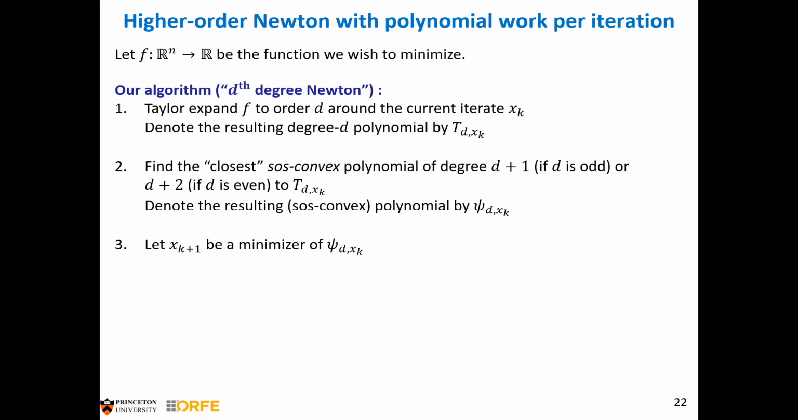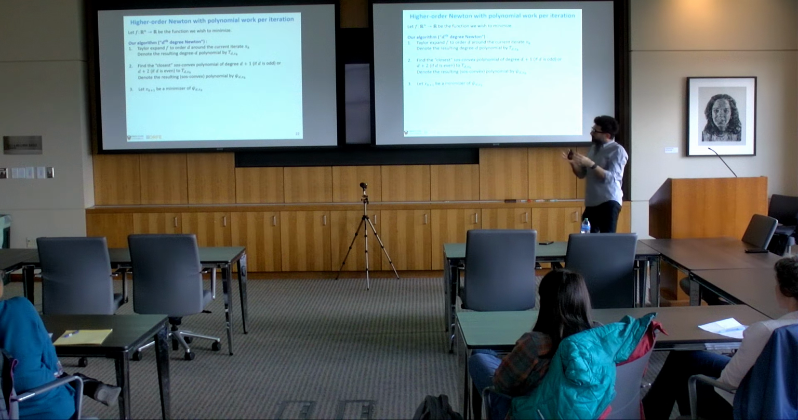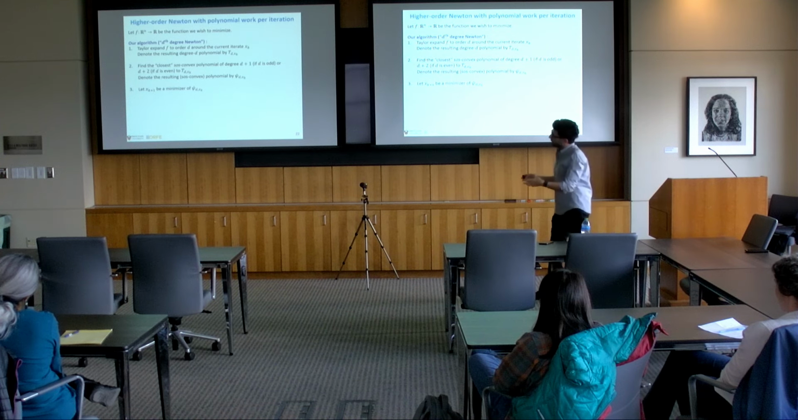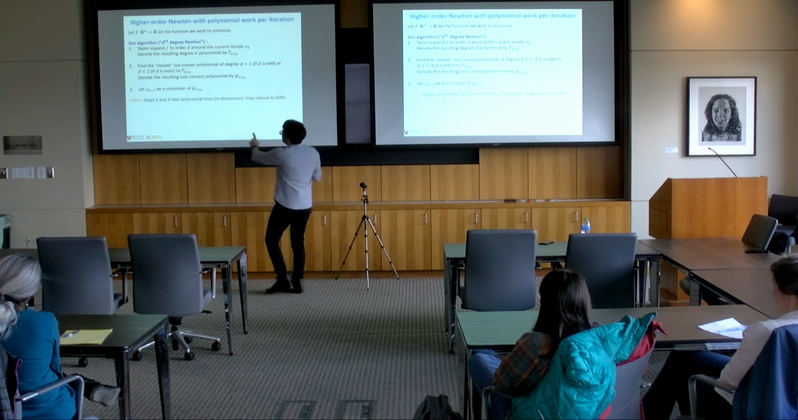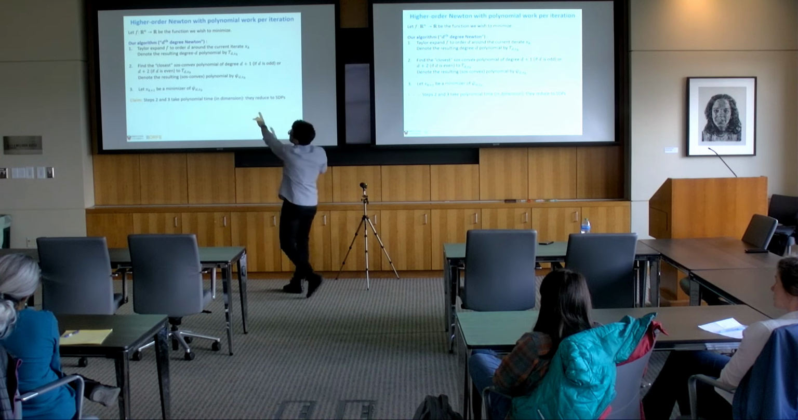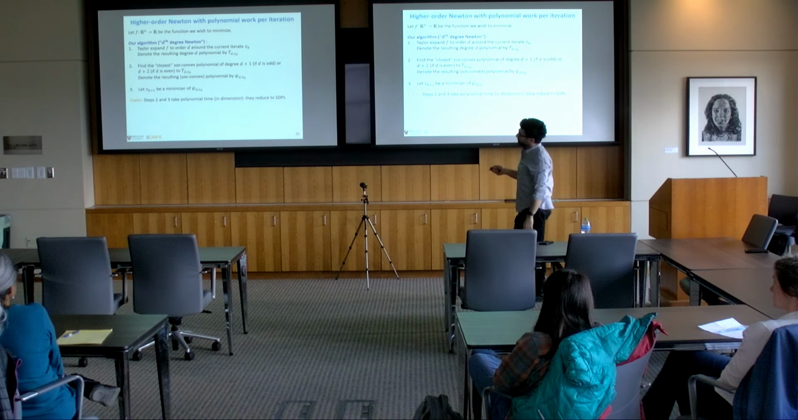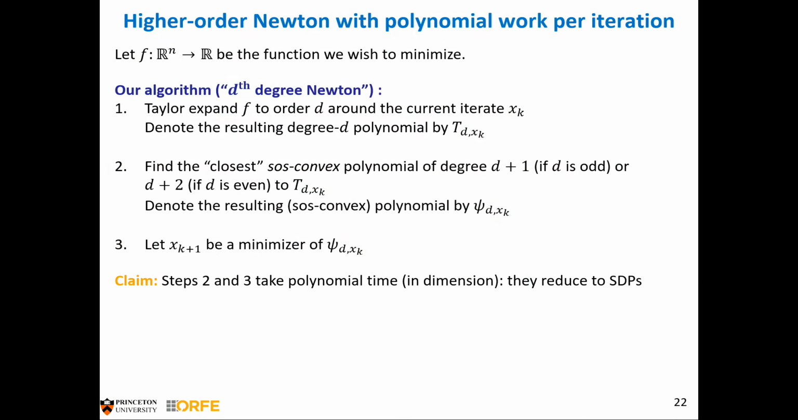SOS convex polynomials are a subset of convex polynomials whose convexity has a nice semidefinite programming-based certificate. So more precisely, their Hessian matrices are SOS matrices. And the reason we are interested in them is that the task of finding this closest SOS convex polynomial can be done by solving an SDP of size n. Right? And then the next iterate will simply be moved to the minimizer of this SOS convex polynomial. And that itself can be done by an SDP of size n. So Taylor expand, find the closest SOS convex polynomial, minimize the SOS convex polynomial.